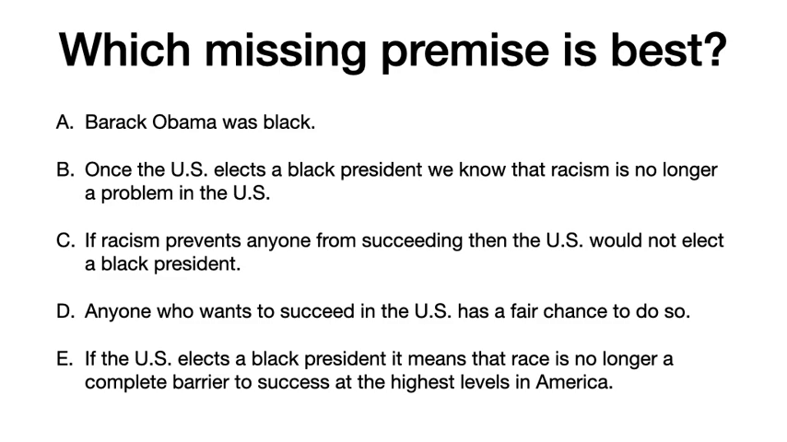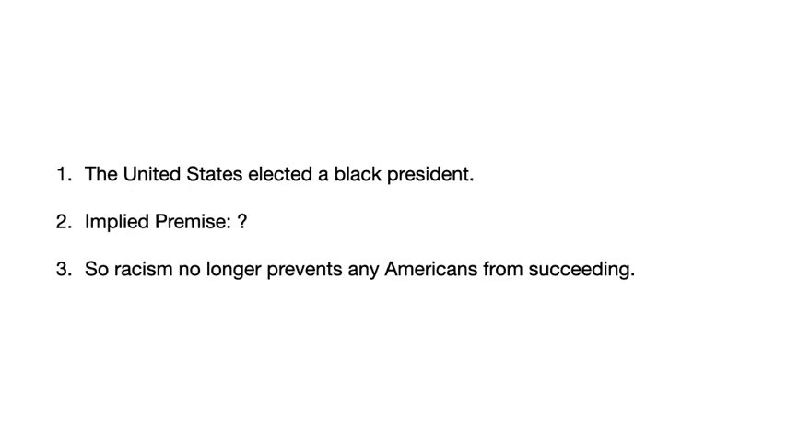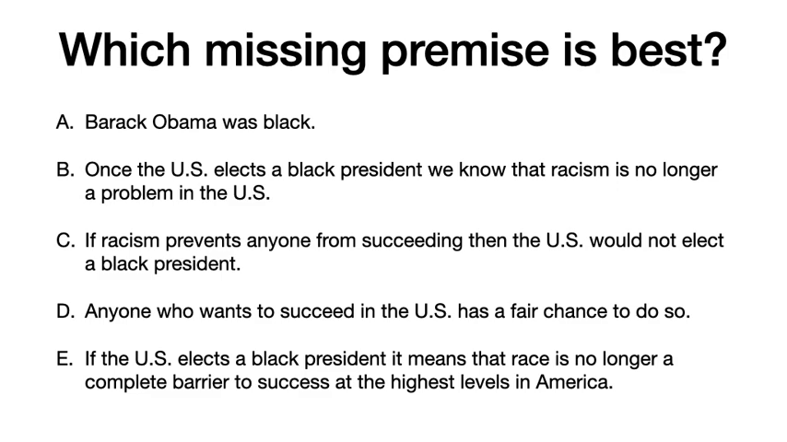D, anyone who wants a fair chance to succeed in the US has a fair chance to do so. That would probably support the conclusion, but I want you guys to notice something about D. If we fill in D, D seems to have nothing to do with 1, right? D has its own problems, but remember I said implied premises use conjoint support. D doesn't seem like it really works with 1. One reason not to plug it in.